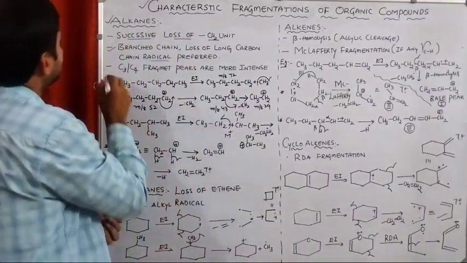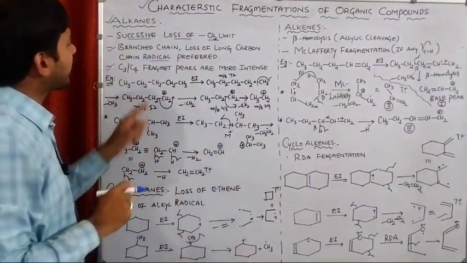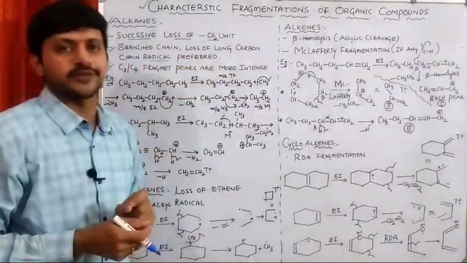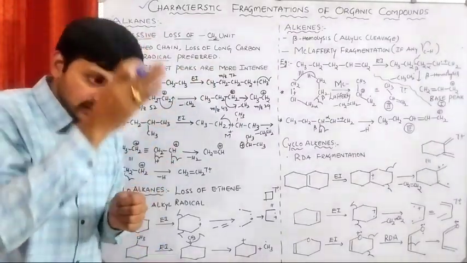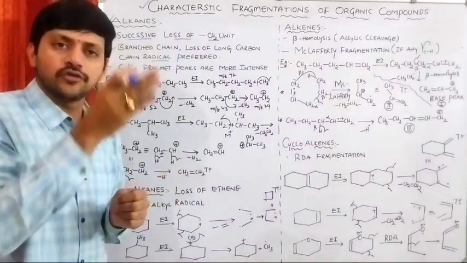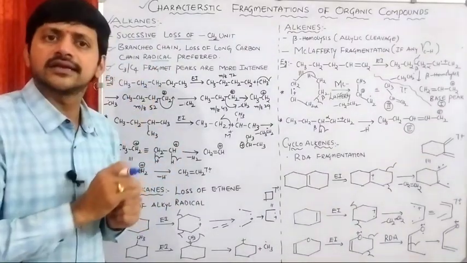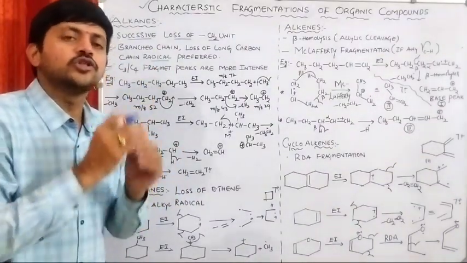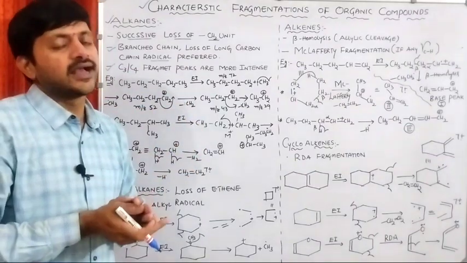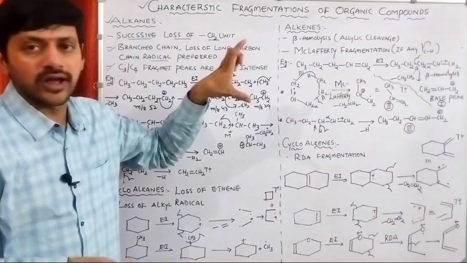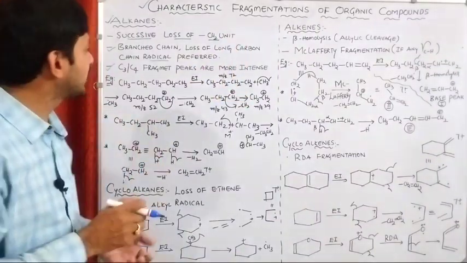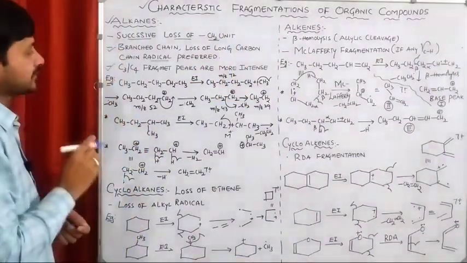Okay, next one. C3, C4 fragment peaks are more intense peaks. It means whenever you are cleaving the C3 bond or C4 bond, you will get the corresponding fragment ions, and those ions' intensity is higher. It means those peaks will appear with more height in the mass spectrum. Okay, let's see one example.